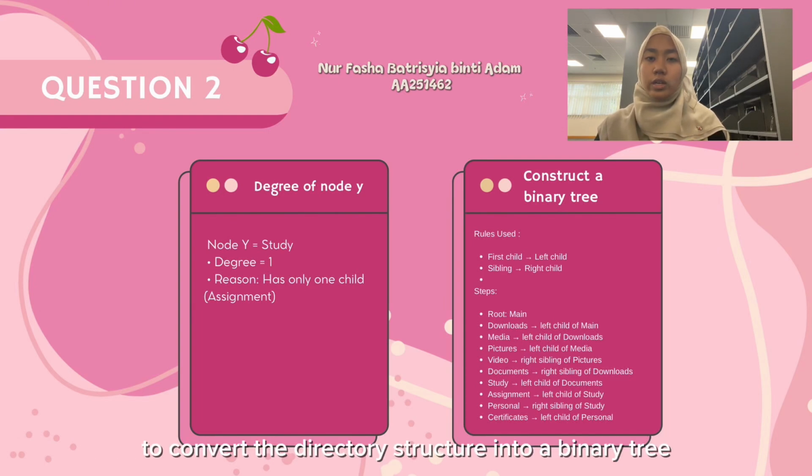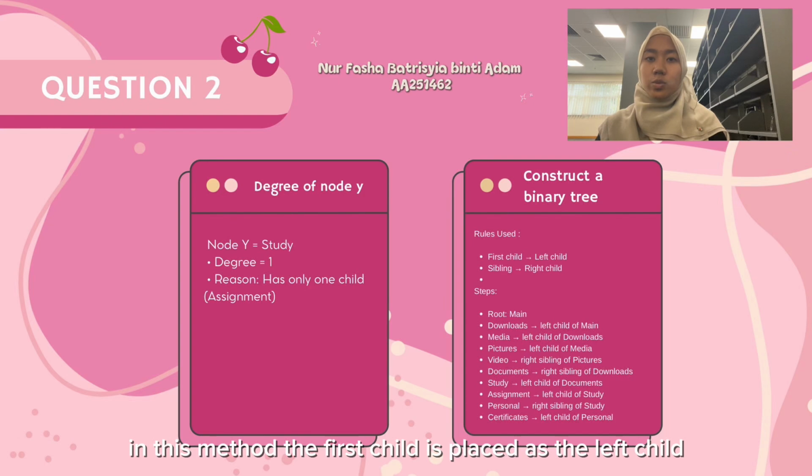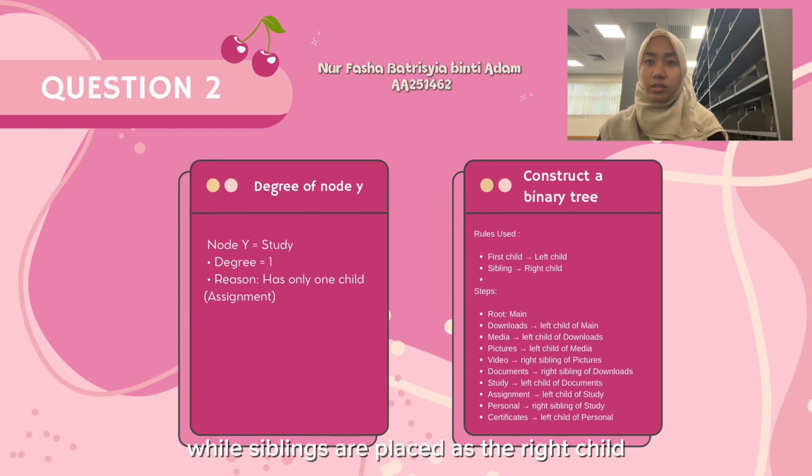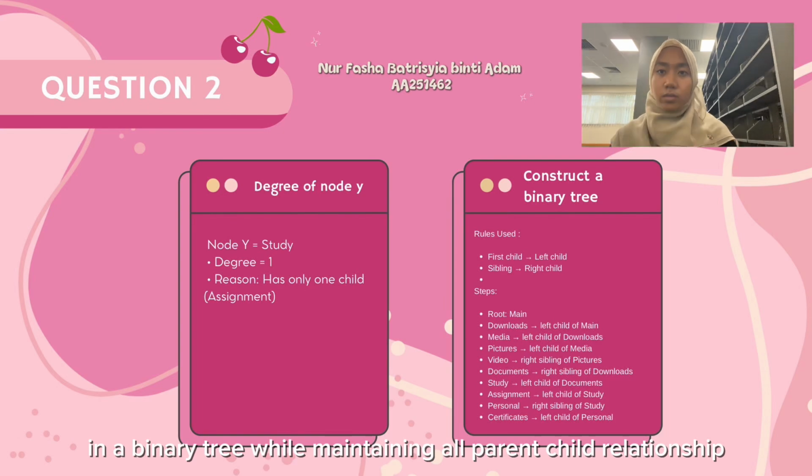To convert the directory structure into a binary tree, we use the first child next sibling method. In this method, the first child is placed as the left child, while siblings are placed as the right child. This allows the hierarchical directory structure to be represented efficiently in a binary tree while maintaining all parent-child relationships.